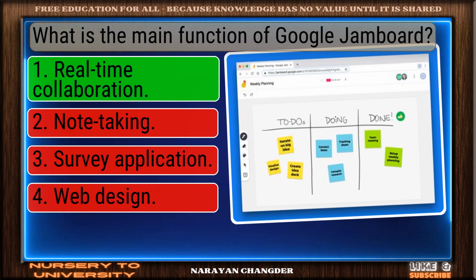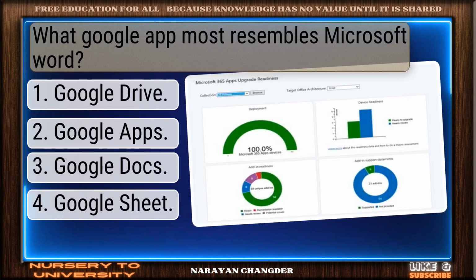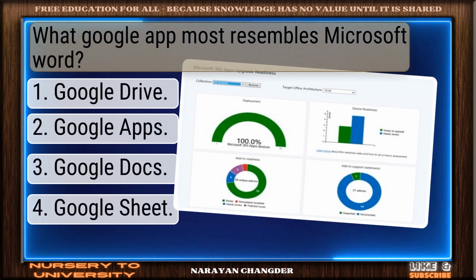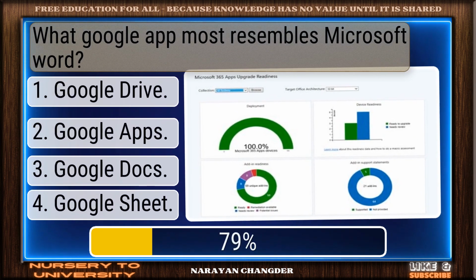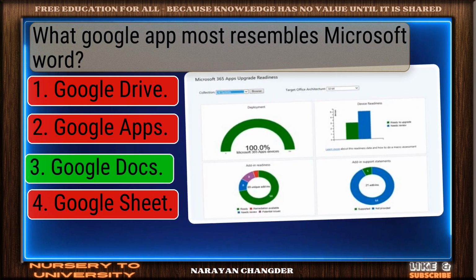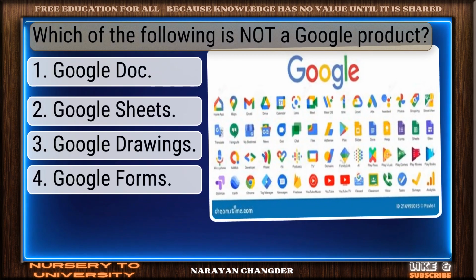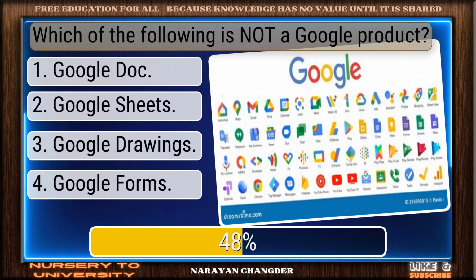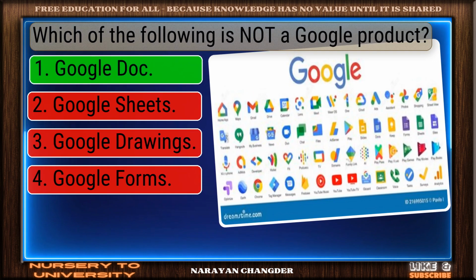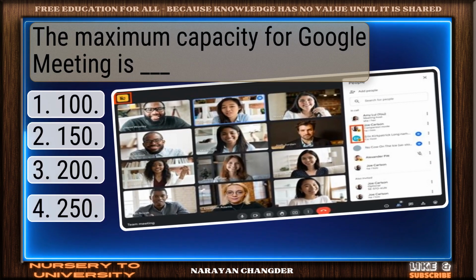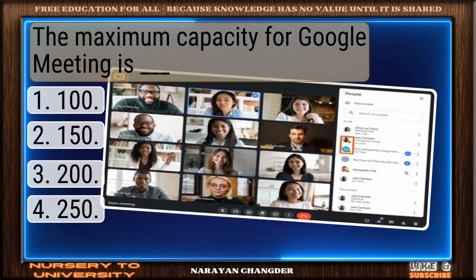Right choice, real-time collaboration. What Google app most resembles Microsoft Word? Nice work, Google Docs. Which of the following is not a Google product? Strong answer, Google Doc. The maximum capacity for Google Meet is dash.